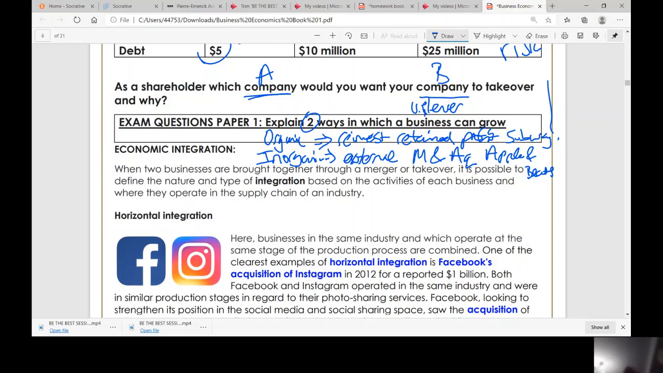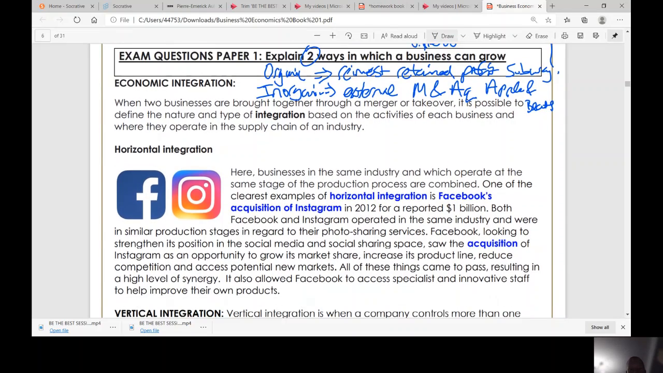So that would be how you would answer that question. Just add a few notes as we're going along to that as well. Okay, so the next section is around economic integration. And I'm going to give you a little bit of time to read through the economic integration part of this.